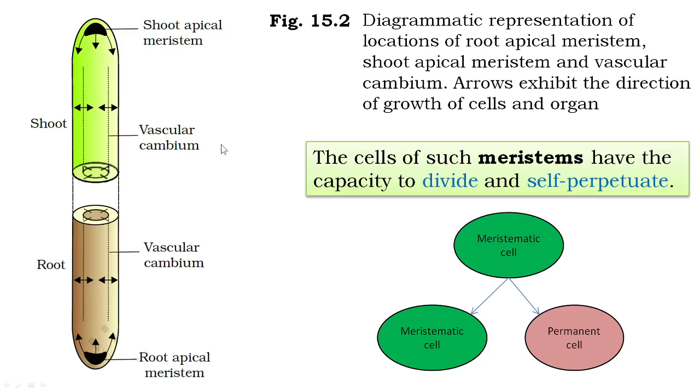If we look at the diagram, figure 15.2, the brown color at the shoot tip and the shaded region at the root tip show the shoot apical meristem and the root apical meristem. So here they have these meristematic tissues, the apical meristematic tissues.